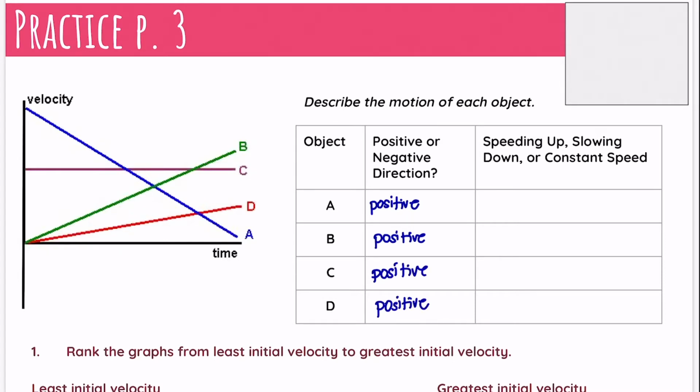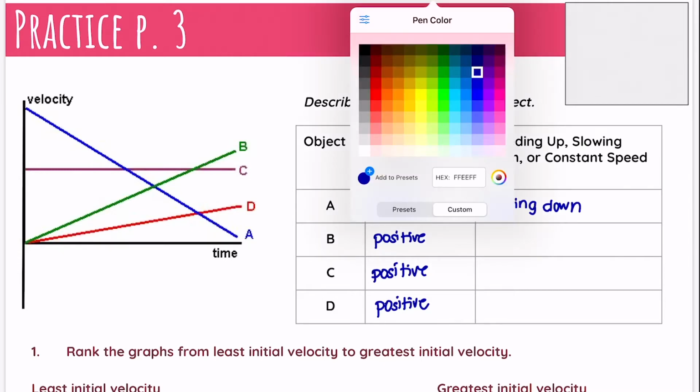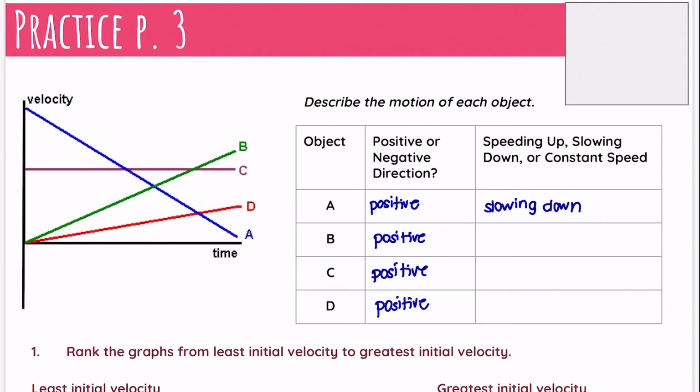And so let's take a look at what's happening with A. A has a line that's going down, so it goes at a high velocity and goes down towards 0. When something is going at a high velocity like that, we'll say that it is slowing down. So it starts off high and then gets to low. So it's slowing down. That's a little bit illegible, let me rewrite that in. Okay, so slowing down. Now B is going up like this. It had a low velocity and then it goes up, so it is speeding up.